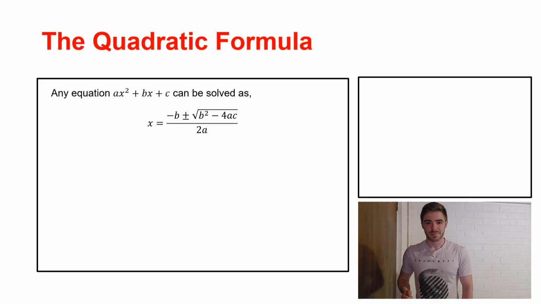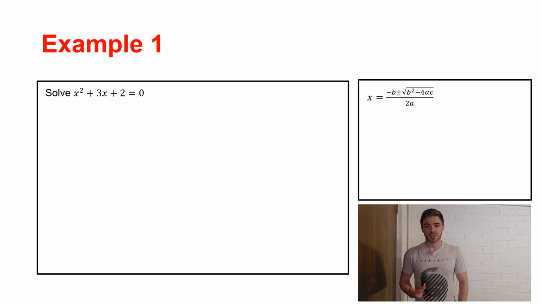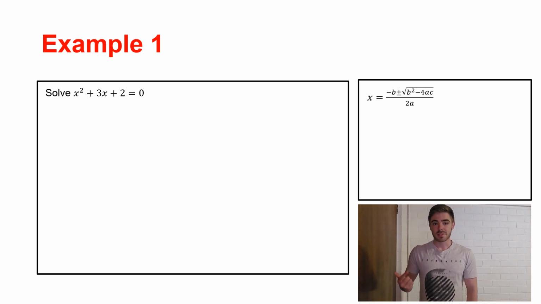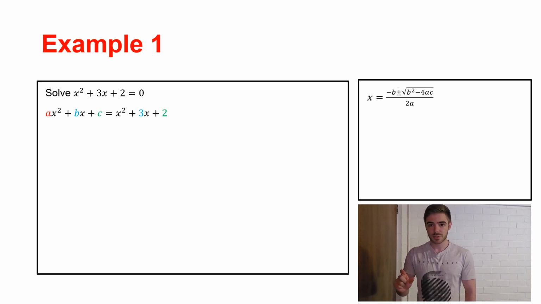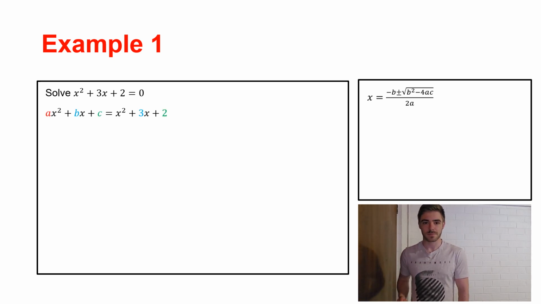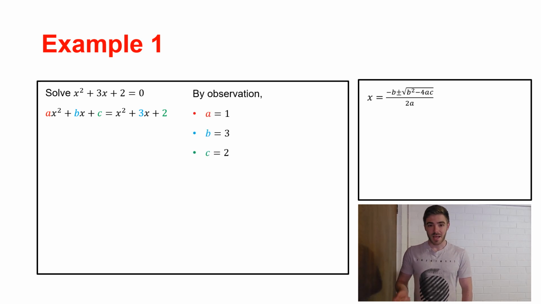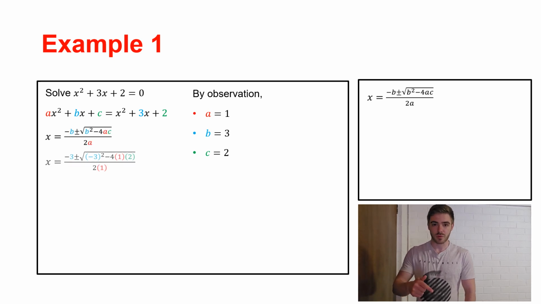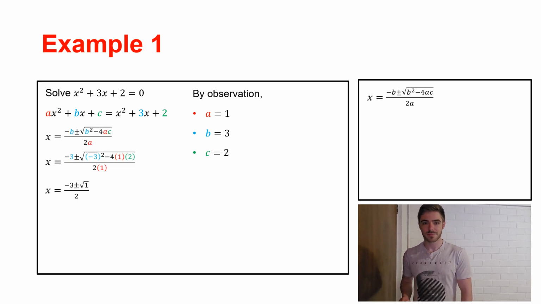Let's see an example. Suppose we have the following quadratic equation. The quadratic formula requires us to know what A, B, and C are, and we can identify that by comparing our equation to the generic quadratic equation. By observation, we can see that A equals 1, B equals 3, and C equals 2. All we do from there is substitute into the quadratic formula and then just simplify the results.